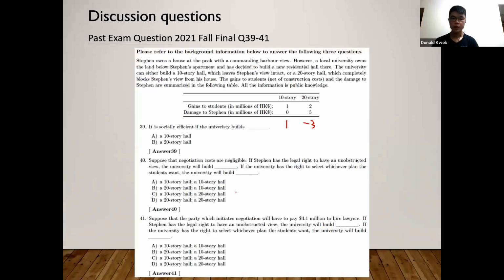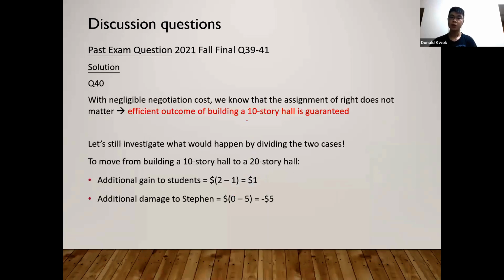Okay, so question 40. Negotiation costs are negligible, and we have the two situations where Stephen has a right or the university has a right. What would be the hall that would be built? Okay, so actually we have both conditions of Coase theorem here: the negligible negotiation cost, and also who has the right. Right, in the first blank, Stephen has a right, while in the second blank, the university has a right. And in any case, we have both conditions of Coase theorem hold here. So this is why the efficient outcome of building a 10-story hall is guaranteed.